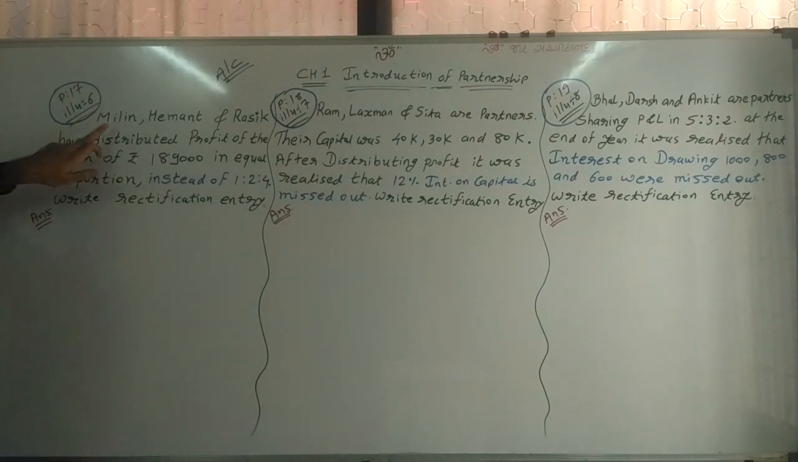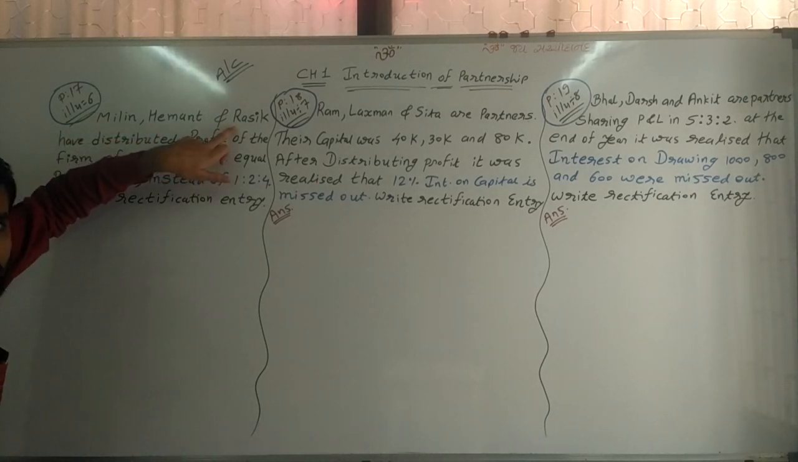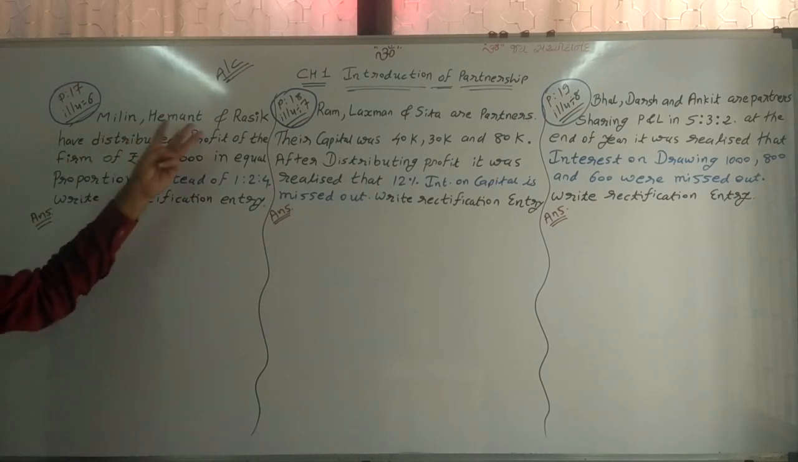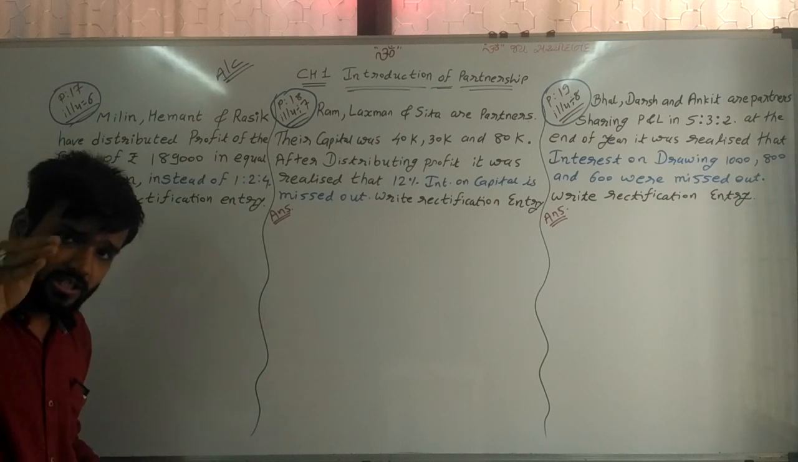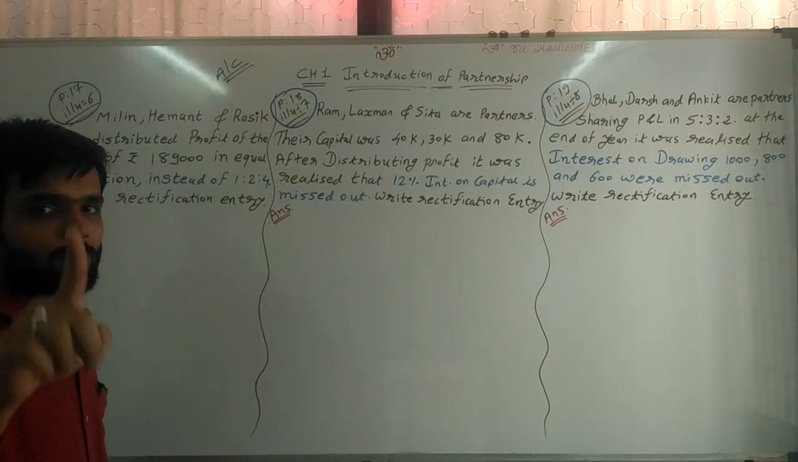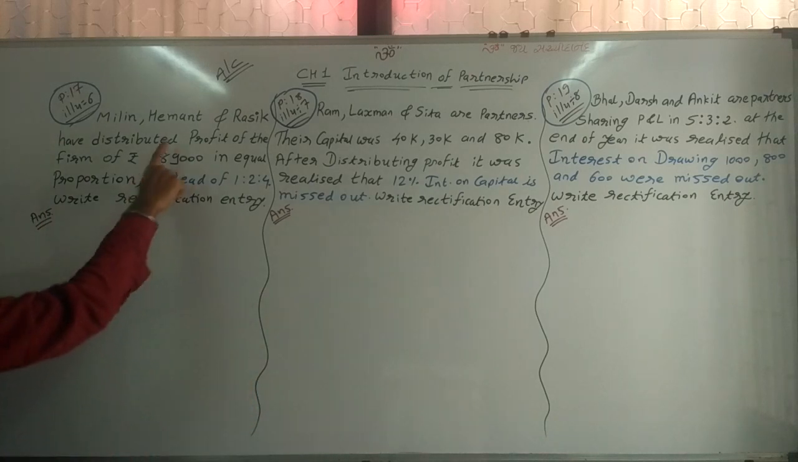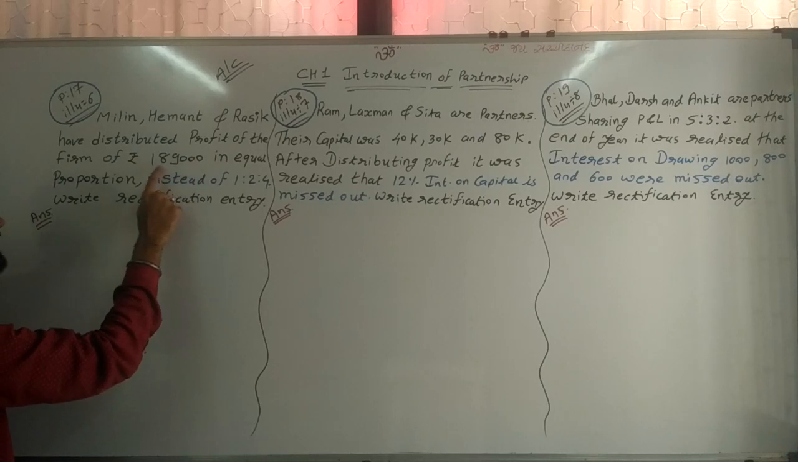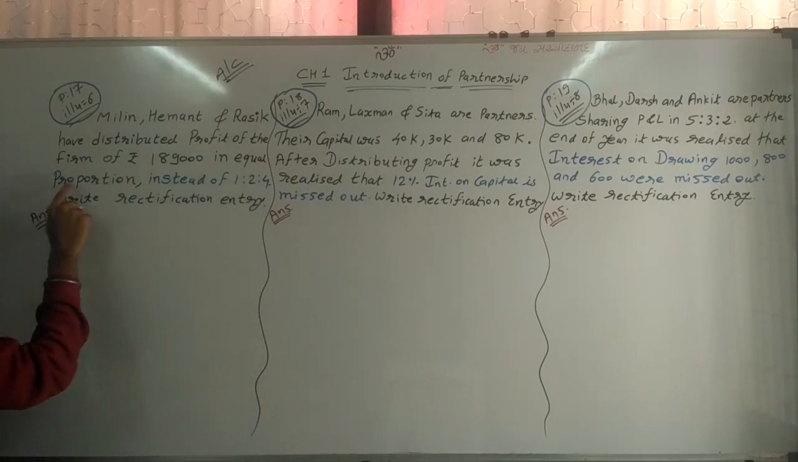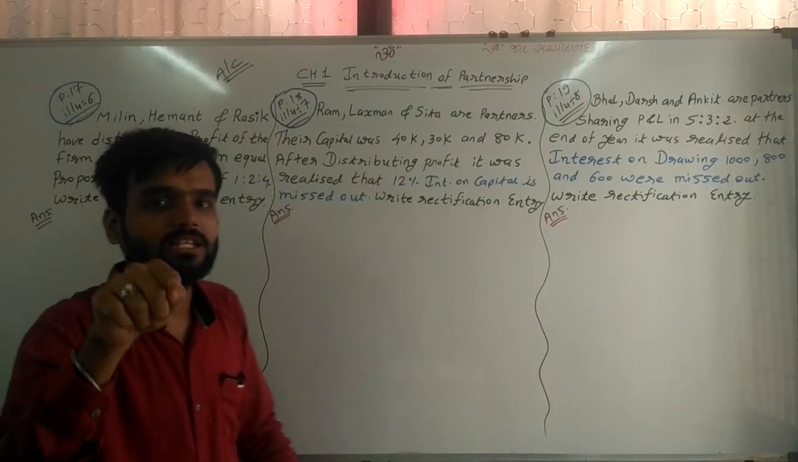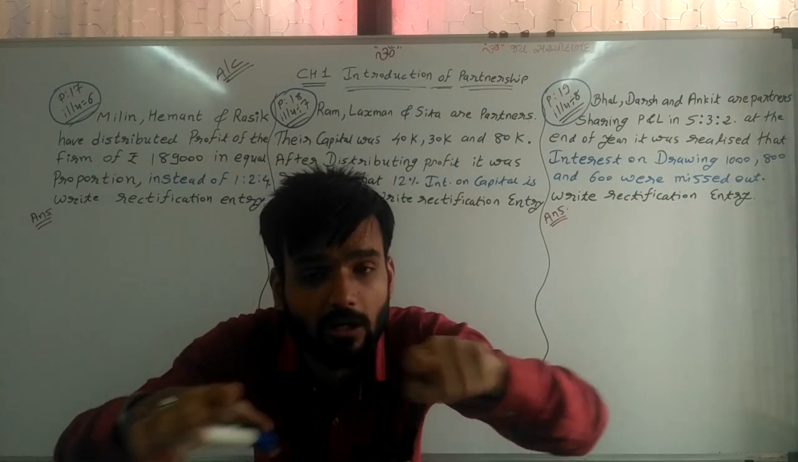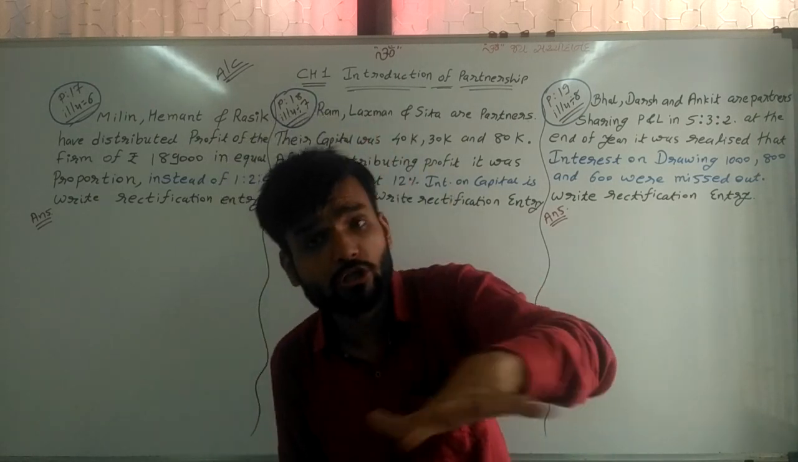Milling, Hemant and Rasik have distributed profit. It means 3 partners have distributed profit. They distributed profit of the firm of rupees 1,89,000 in equal proportion. It means these 3 partners have already distributed profit in equal proportion.